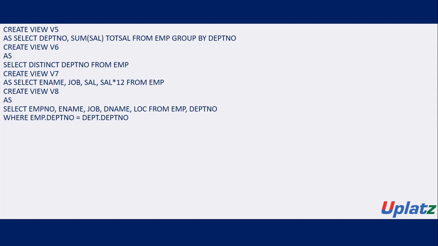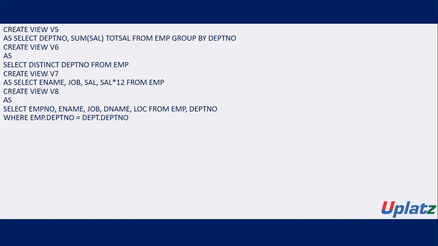For sum of salary aggregate function, we are assigning an alias because once we execute this query, the sum of salary column won't be having any header. The header will show blank only. So instead of showing it as blank, we are assigning a column alias total salary from employee, and here we are using the group by clause, group by department number.